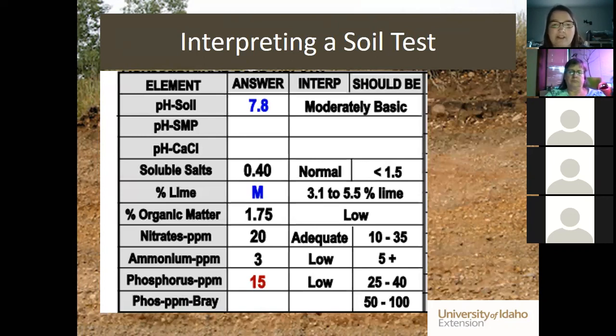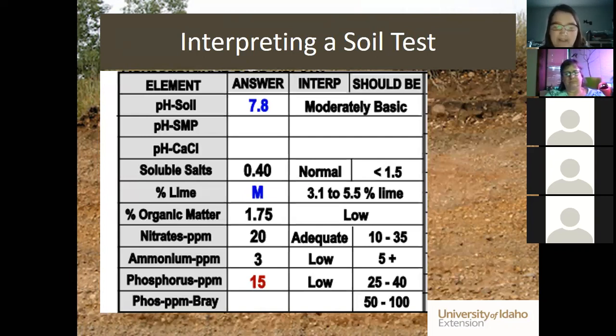Percent organic matter is 1.75, and that is low according to their test. That's probably about average for what we see in our area. You have to work a little bit on organic matter in Idaho. There's the nitrates and the ammonium. So when we're talking total nitrogen, we would add those two. So it'd be 20 plus 3.